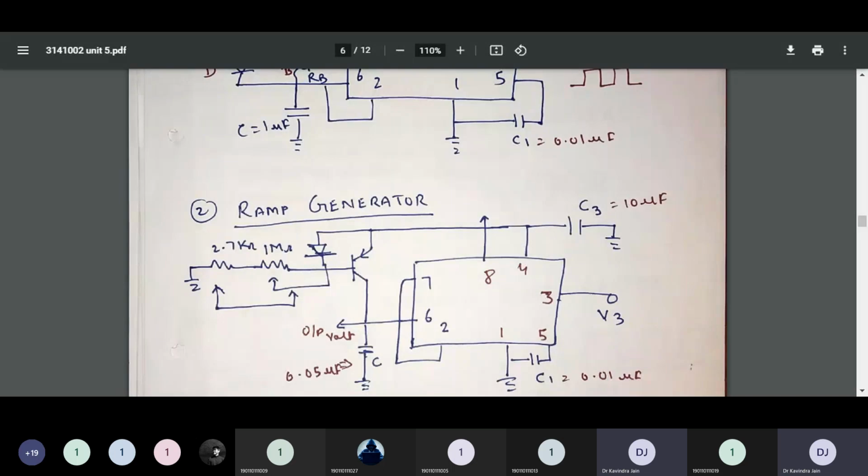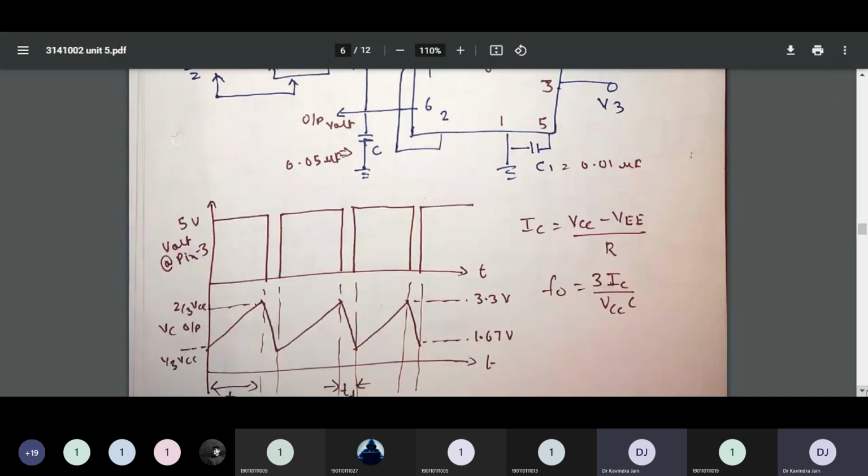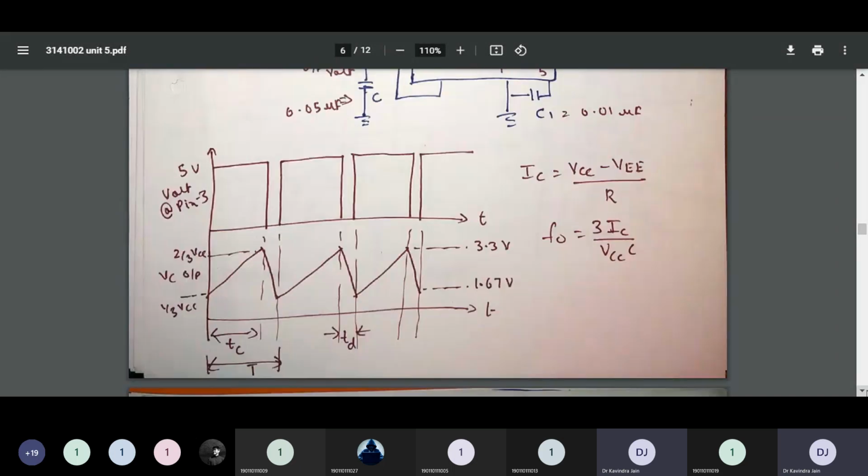Okay. Now, in this circuit of ramp generator, I hope you all know what a ramp generator is. A ramp generator is basically this kind of output circuit. So you are requested to draw the input waveform as well as the output waveform.